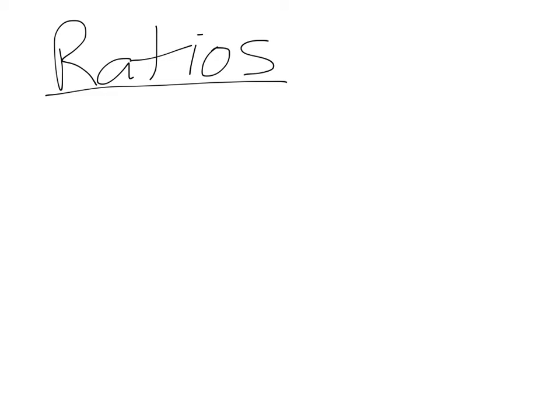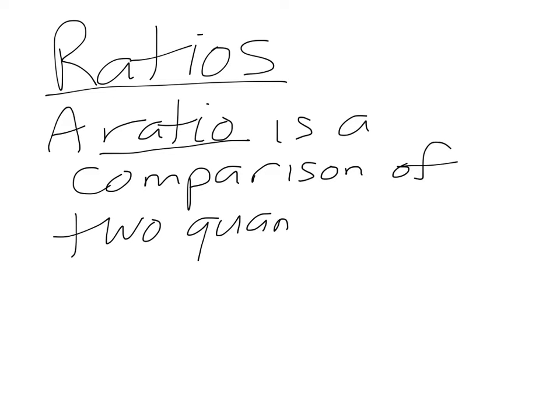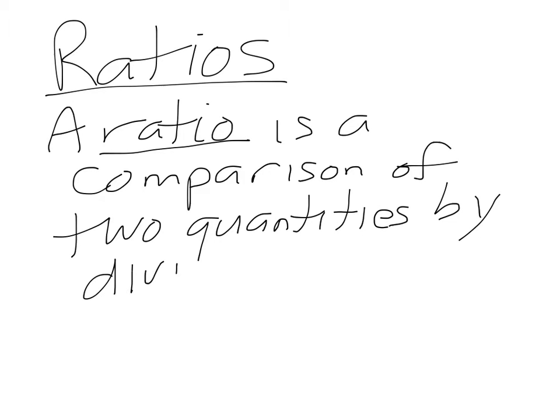Okay, so tonight's lesson as we begin chapter 5 is on ratios. Ratios is a topic that hopefully you've seen before and hopefully you may have some knowledge of, but in general, a ratio, let's start easy, a ratio is a comparison of two quantities by division.